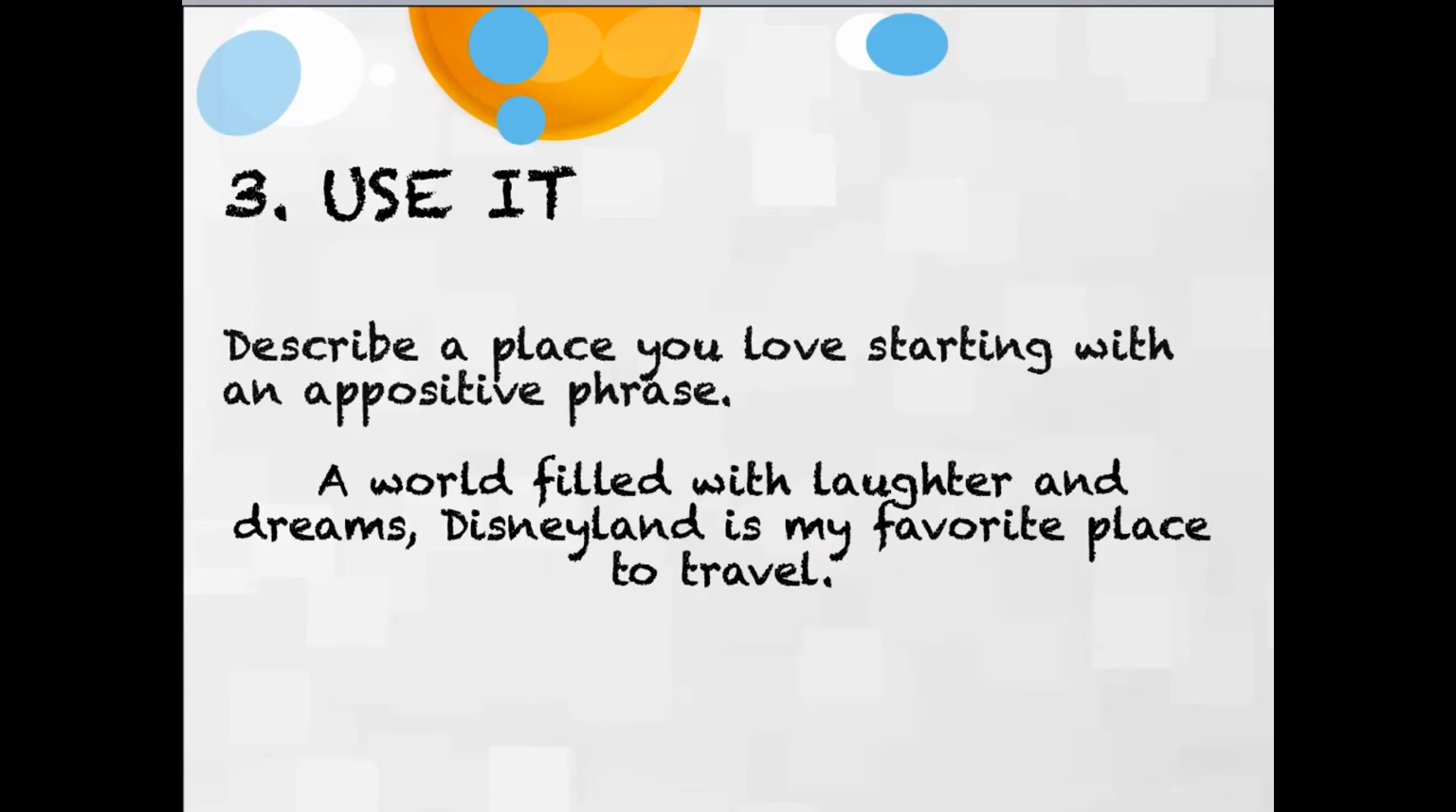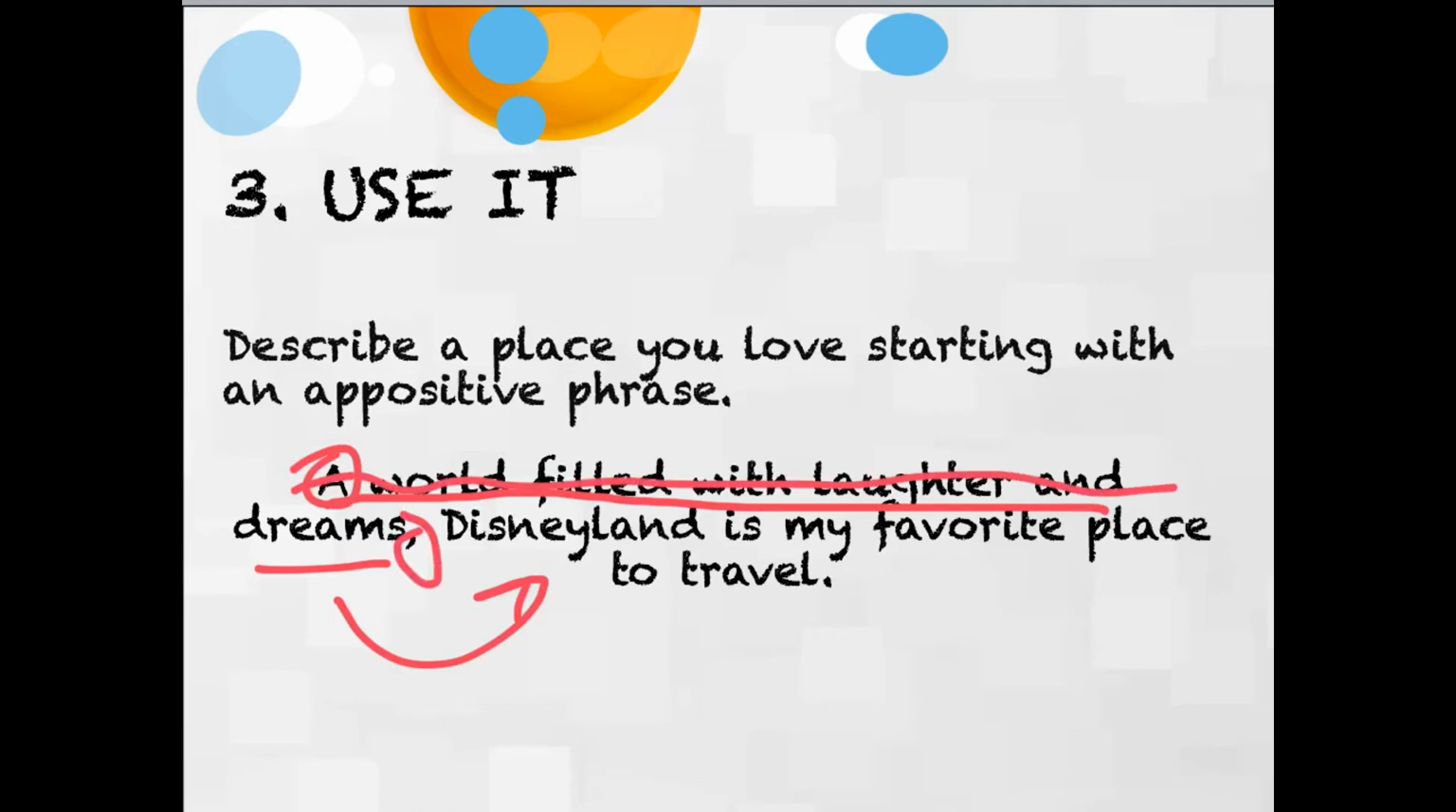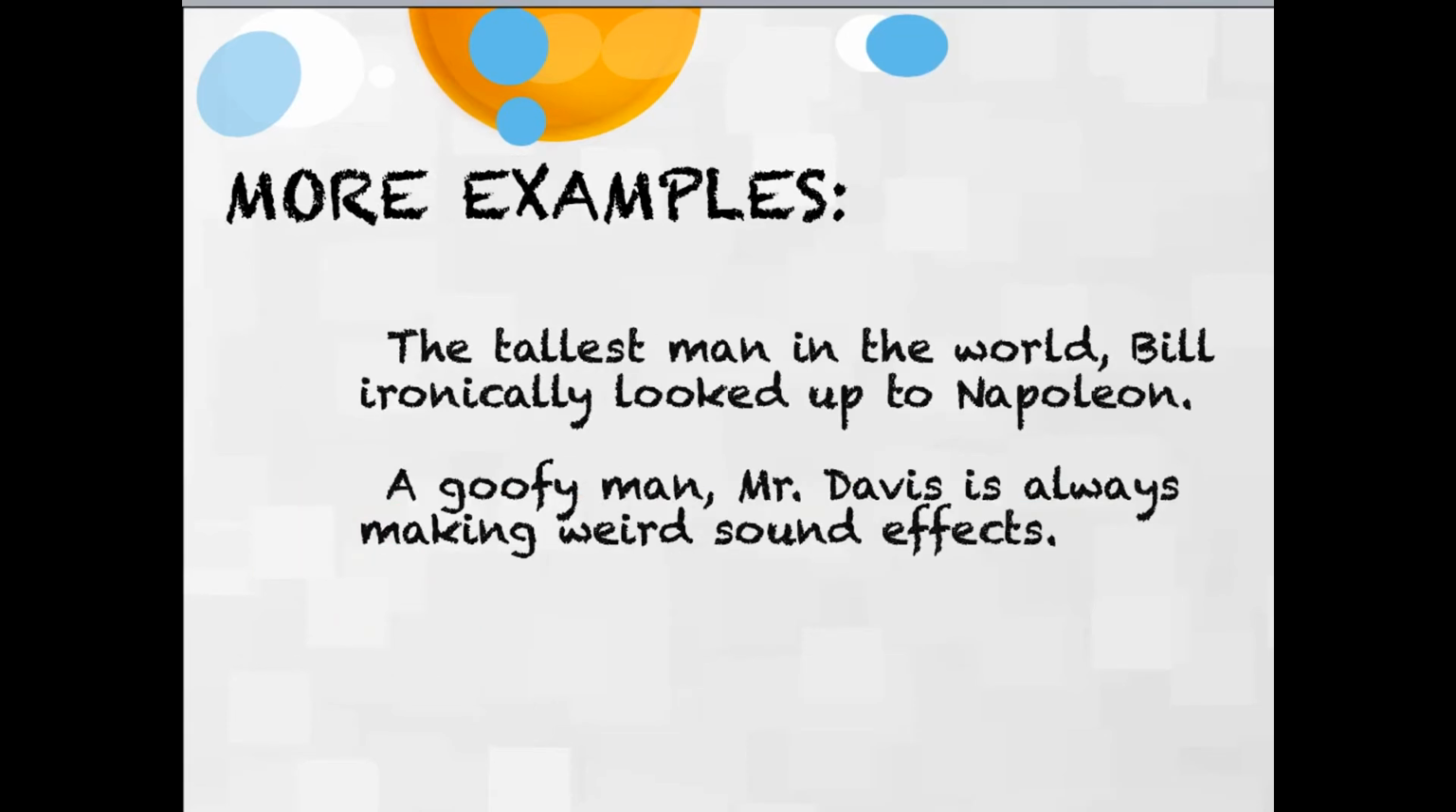So let's go through our 4 rules. First and foremost, a world filled with laughter and dreams gives us more information about Disneyland, because it is a world filled with laughter and dreams. Second rule, it starts with a. Cool, it's got that. 3rd rule, followed by a comma. 4th rule, if we cross it out, Disneyland is my favorite place to travel. That makes sense.